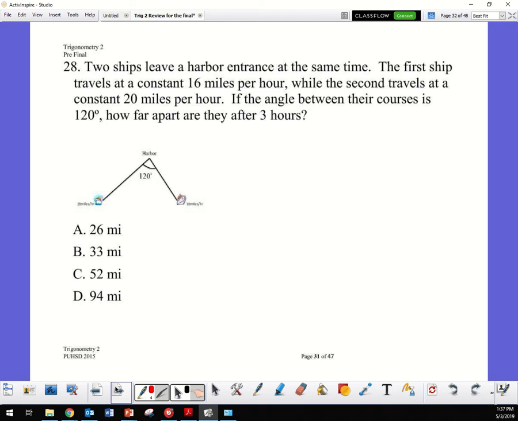All right, two ships leave a harbor entrance at the same time. The first ship travels at a constant 16 miles per hour, while the second travels at 20 miles per hour. If the angle between their courses is 120, how far are they apart after 3 hours? Okay, first, let's look. 16 miles per hour.